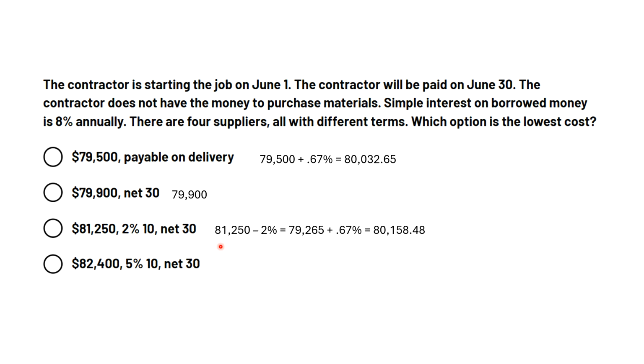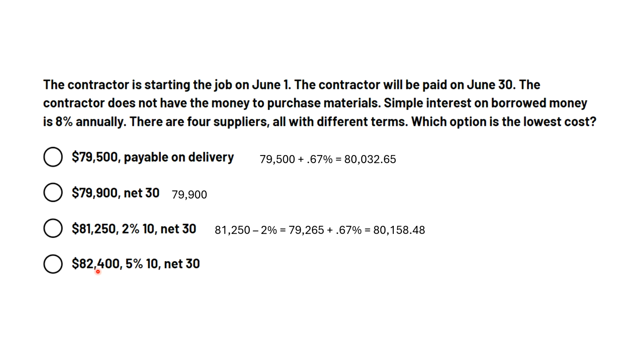So here we go. We start with our 81,250. We subtract 2%. That gives us 79,265. Then we have to borrow that money, so we add back in our 0.67%, which equals 80,158.48. All right, so 79.9 is still the lowest. Well, let's check the next one and see what happens. Okay, and it's going to be very similar to the third supplier. It's just different numbers.